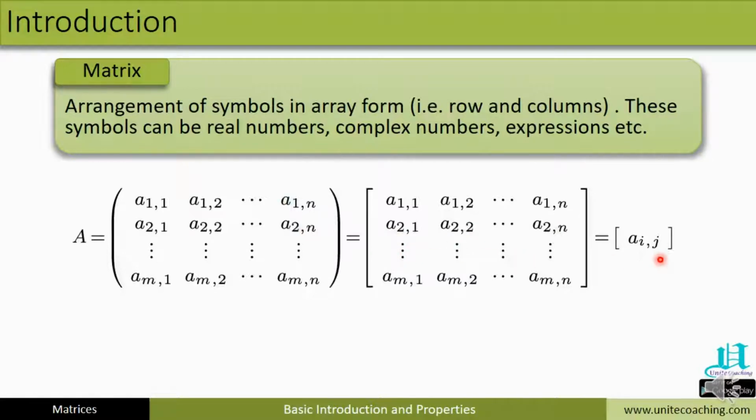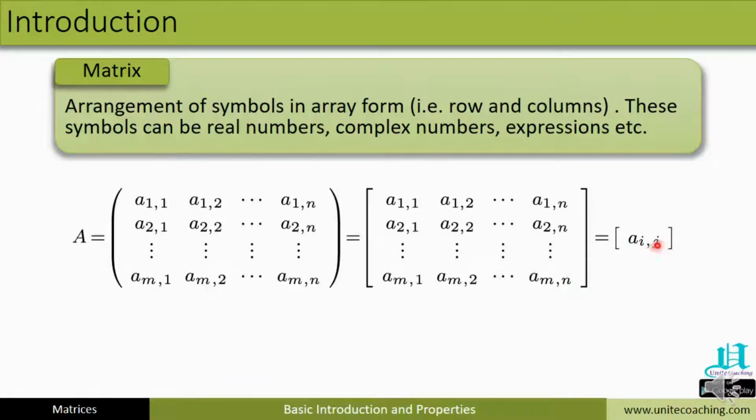Now if we just need to represent a matrix, that is, we want to say A is a matrix, we can use the compact form. We don't need to write the extended form and use more space. Instead we can just use the compact form and show the reader that this is a matrix.